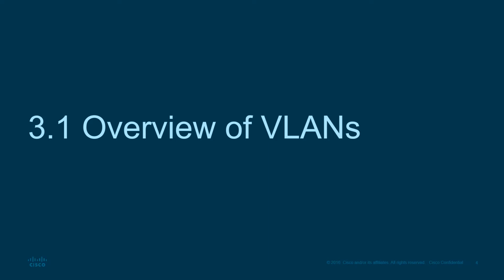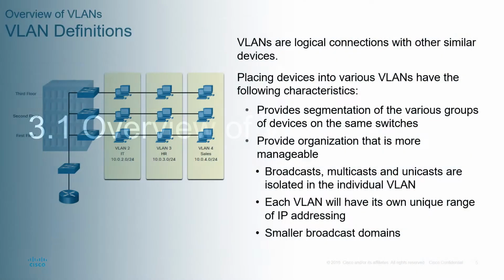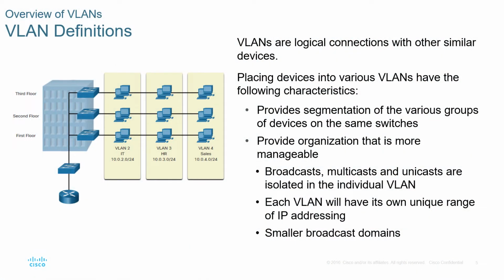Overview of VLANs. VLANs are set up on a switch, and in the VLAN, we provide logical connections with other similar devices. So with VLANs, we are able to segment our network, and we can do it in different locations. Like for example, here in this diagram, just like in an organization, we need to divide or create departments to segment our organization.